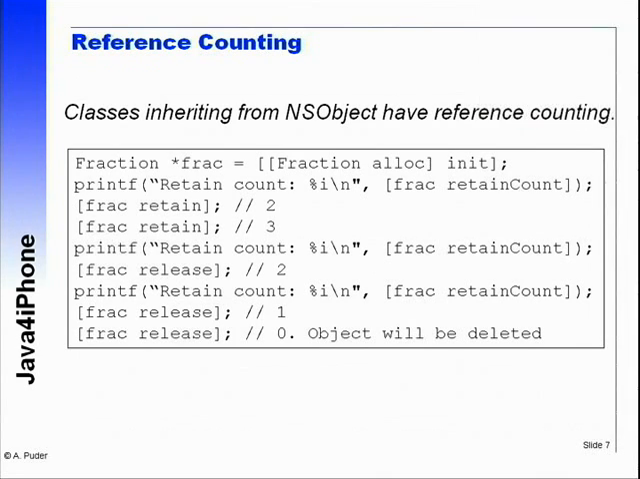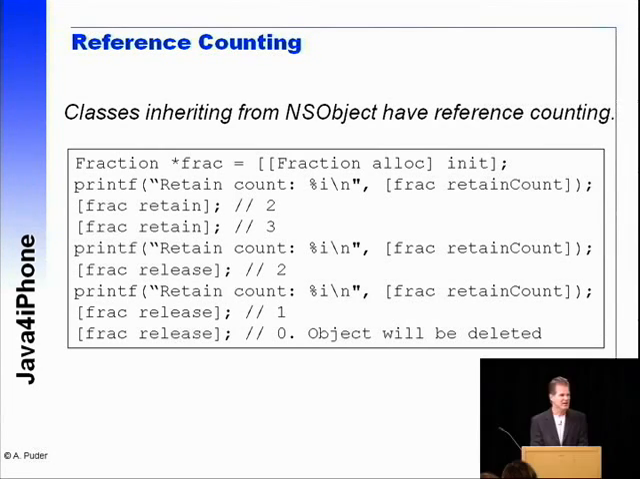Let me talk a bit about garbage collection, because just like C++, Objective-C does not have a garbage collector. It relies on reference counting. So if you implement your own class and derive it from NSObject, you inherit some basic reference counting functionality. What you can see here is, again, I create a new object, I initialize it, and then there are three messages you can send this object.